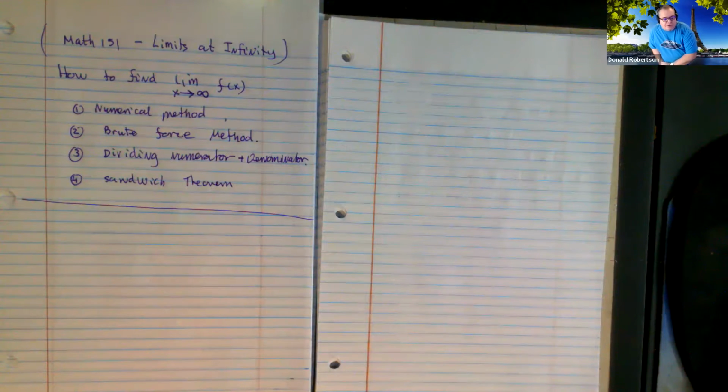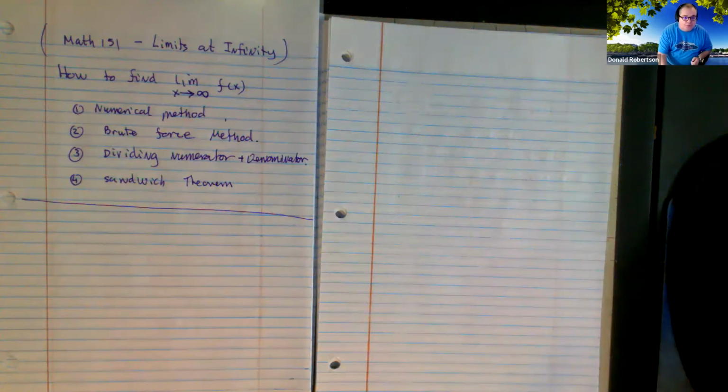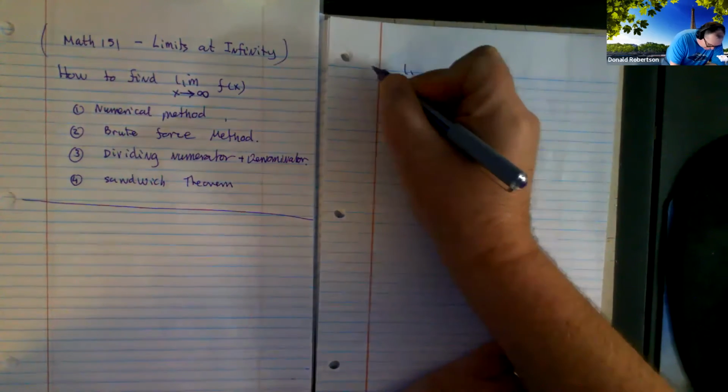There are 4 techniques. I'm not sure whether we'll get through all 4 today, but we'll certainly get through a few of them. One is numerical, where you get an estimate by using a table of values. The second method's really quick. It's called brute force. Connected to the brute force method, there's another method where you divide the top and bottom by n squared, n cubed, things like that. I'll show you those. And then the last one is probably the least used, but there are a couple of questions where you use the sandwich theorem. So let me start with the numerical method.